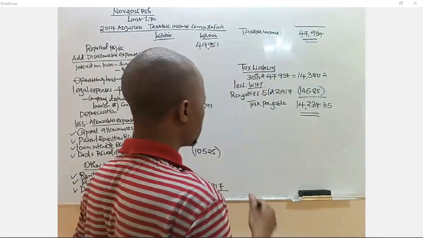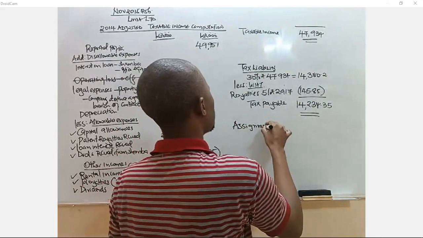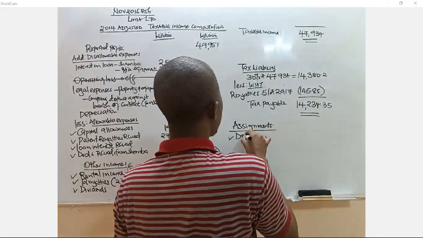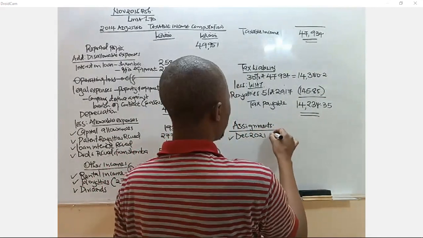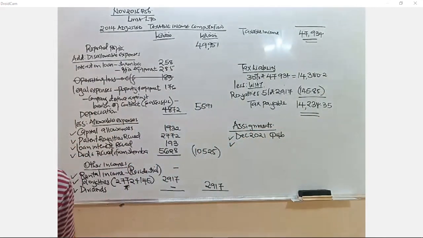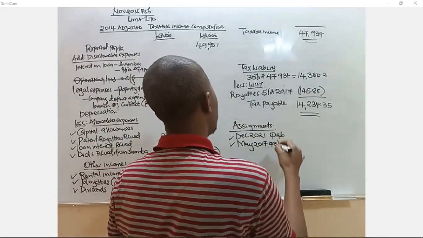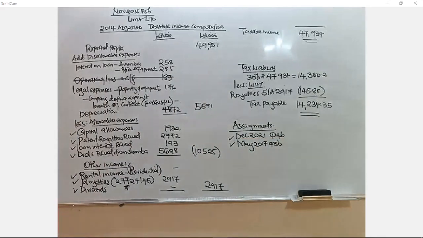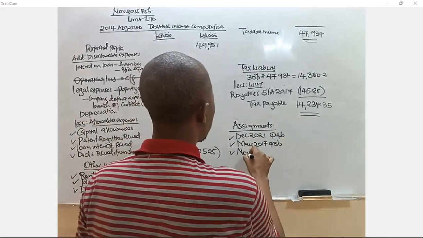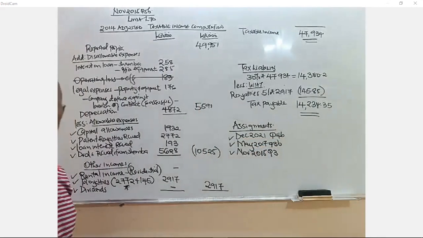So let me give an assignment. Do not forget these assignments, you will bring them to me on Saturday. One will be December 2021, question 4B. The other one will be May 2017, question 3B. Then we have November 2015, question 3. I need this question to be done. And where you get stuck, reach out. I will be able to assist.